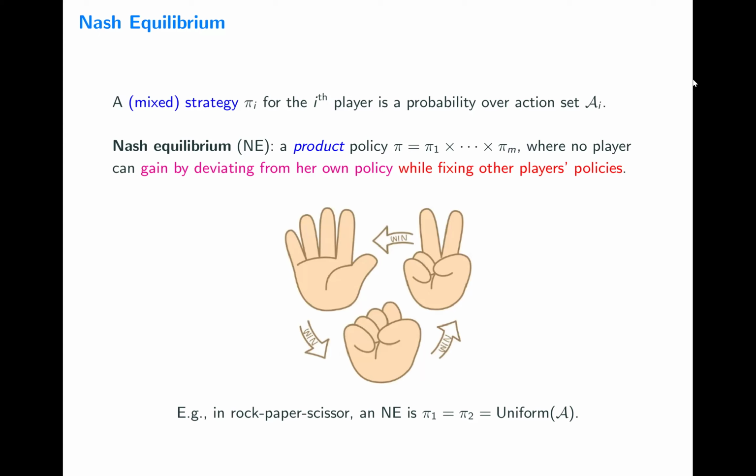Okay, one question. Yeah, please. For this Nash equilibrium, do you need to know the other player's policy, or is it possible to do it without knowing the other player's policy?